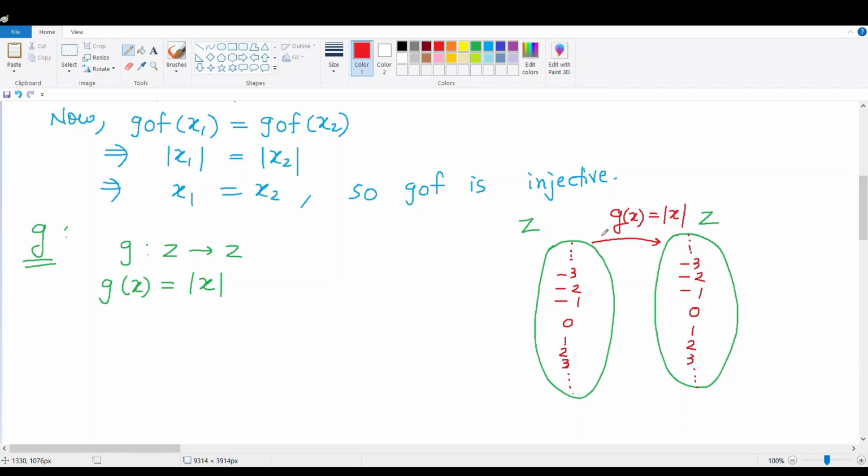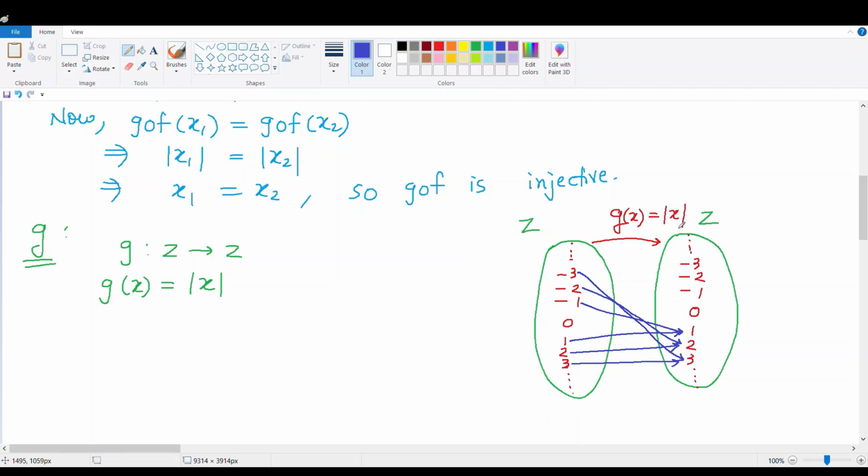Now, if I want to see that this negative 3 from the domain is going to get connected to what value in this codomain, see, mod of x. So mod of negative 3 is going to be positive 3. Look here, mod of 3 is also going to be positive 3. Same way, mod of negative 2 is going to be positive 2, and mod of 2 is also 2. So I think you know where I am going. Negative 1 goes to positive 1, and 1 is also going to go to positive 1.